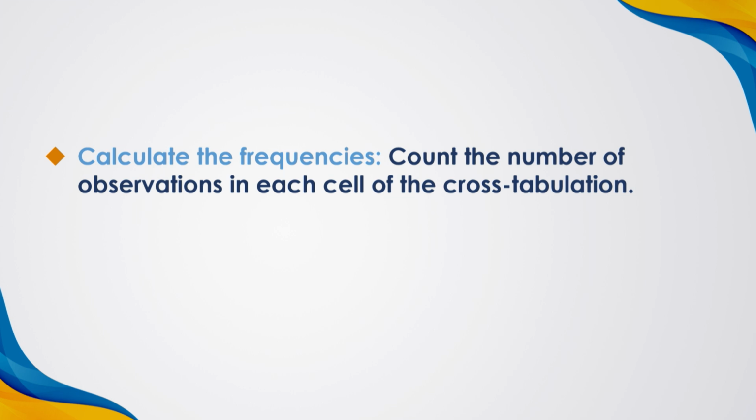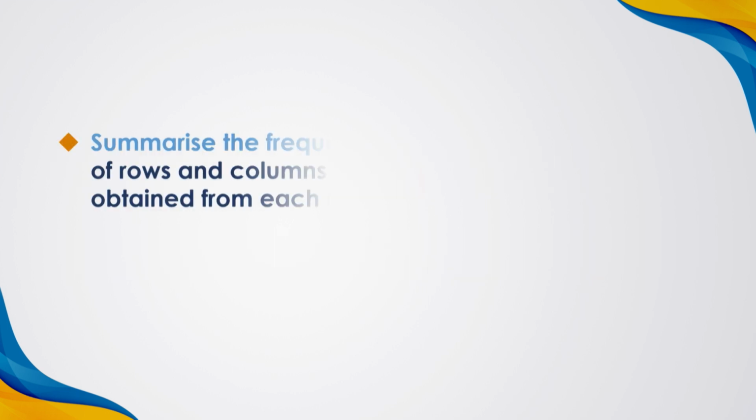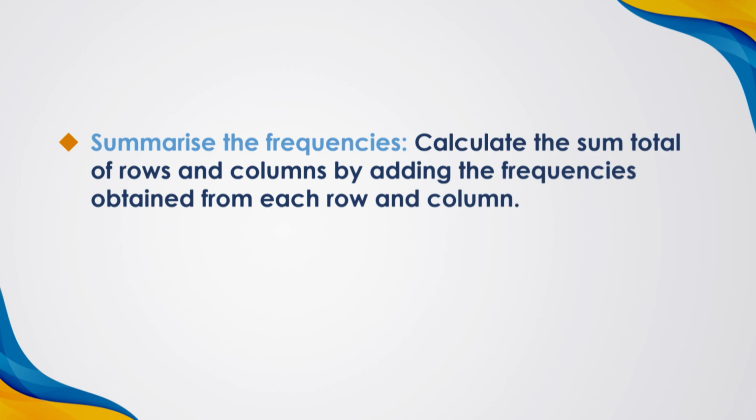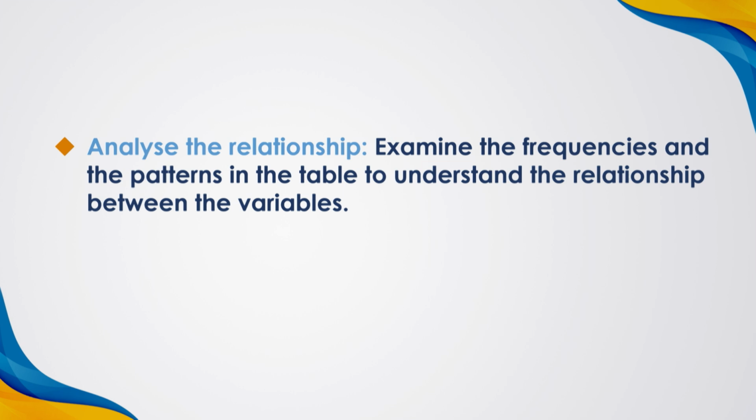Then calculate the frequencies, count the number of observations in each cell of the cross tabulation. These frequencies will represent the number of occurrences for each combination of categories. Then summarize the frequencies, that is, calculate the totals of rows and columns, and finally you can also obtain the grand total for the table. These sum totals provide information on the marginal distribution of each variable.